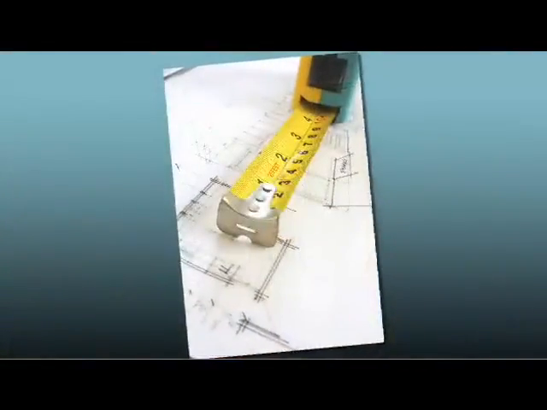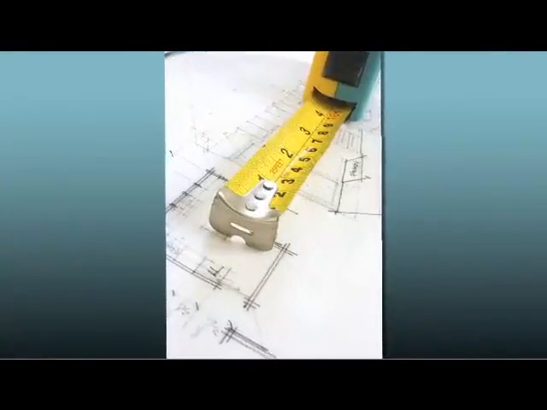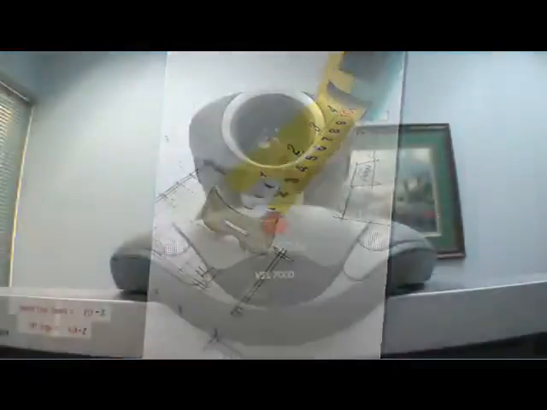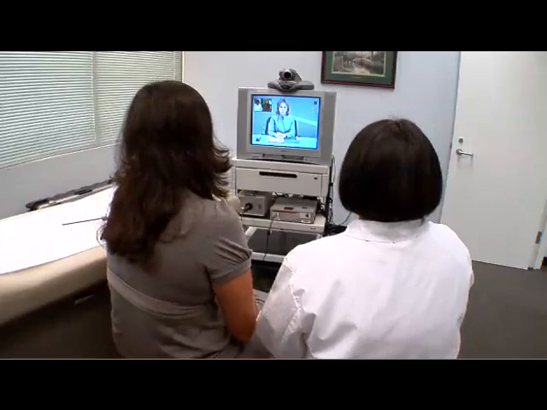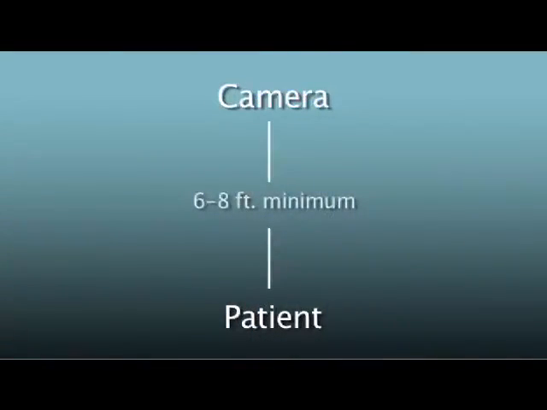The dimensions of the room are also important because the distance between walls will dictate the proximity of the camera and microphone to the patient. The telemedicine camera should be located a minimum of 6 to 8 feet from the patient. A small room forces the camera to be located too close to the patient, limiting the consultant's view.